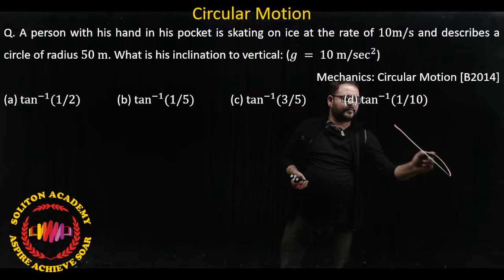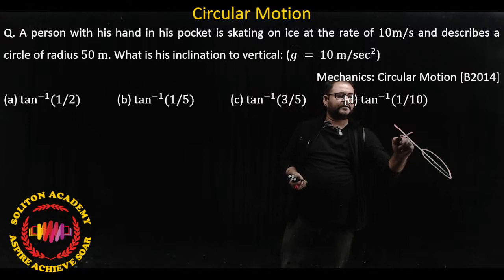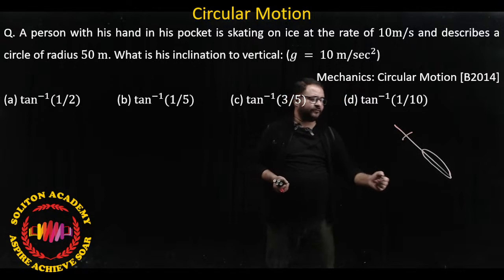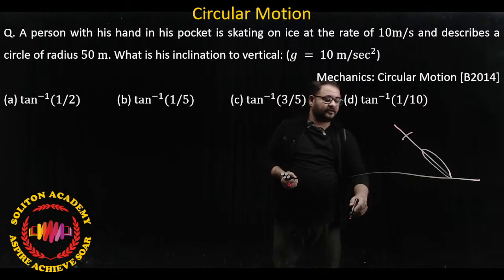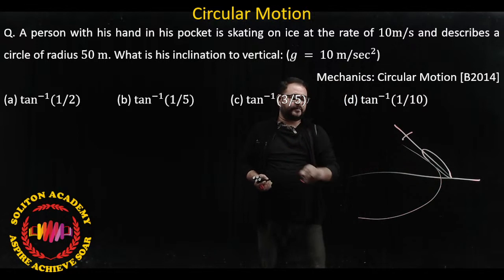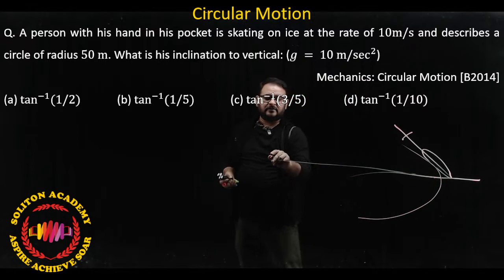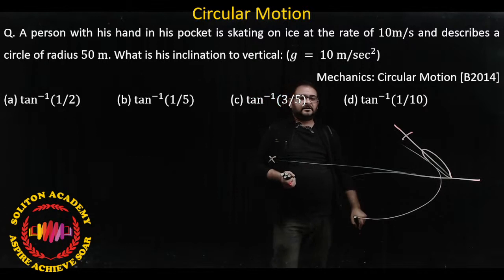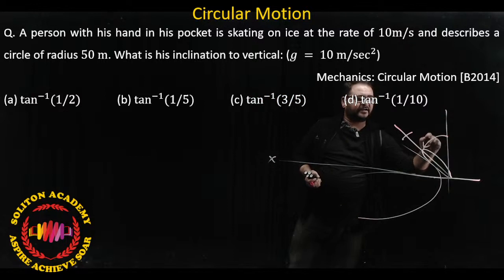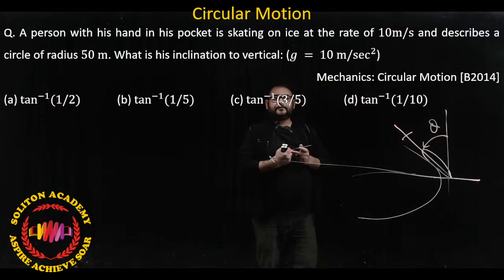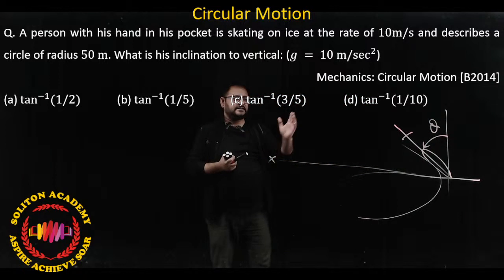ओके, यू कैन इमेजिन यू आर राइडिंग अ बाइसिकल. ओके, आई एम जस्ट ड्राइंग विद दिस. नाउ यू आर टेकिंग अ कर्व्ड पाथ विद द सेंटर ऑफ द सर्कल हियर, राइट. तो आप क्या करेंगे, वर्टिकल से किसी थीटा एंगल पे टिल्ट हो जाएंगे.